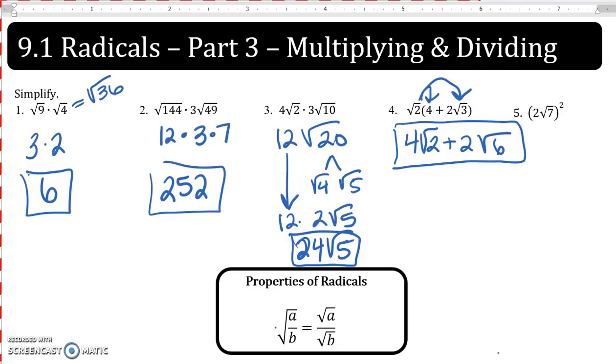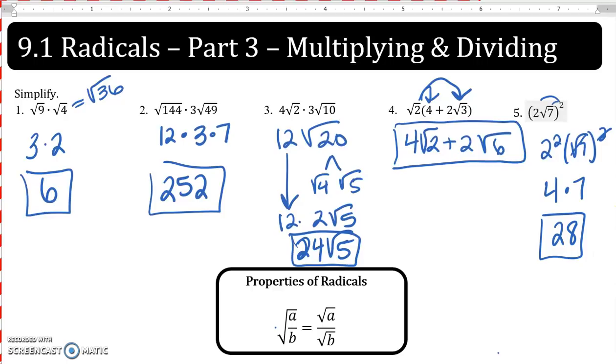And lastly, number 5. This is basically 2 squared and root 7 squared. So 2 squared is 4. The square root of 7 squared is just 7 because the square root and the square cancel each other out. So 4 times 7 is 28.